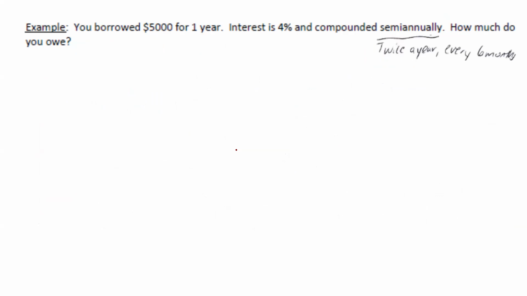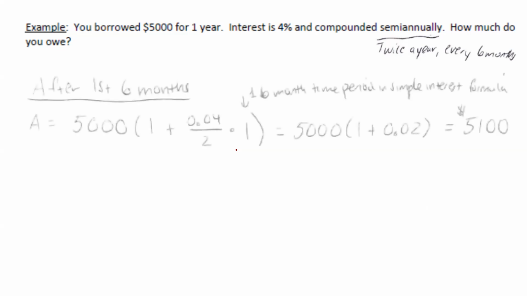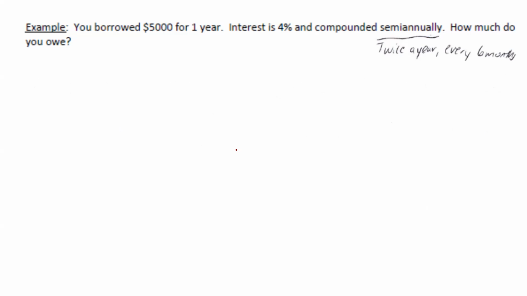All right, so you borrowed $5,000 for a year. Interest is 4% and compounded semi-annually. When you see semi-annually, what that means is twice a year, every 6 months. How much do you end up owing? So after the first 6 months, go ahead and use your simple interest formula and compute this. I'll give you a second.